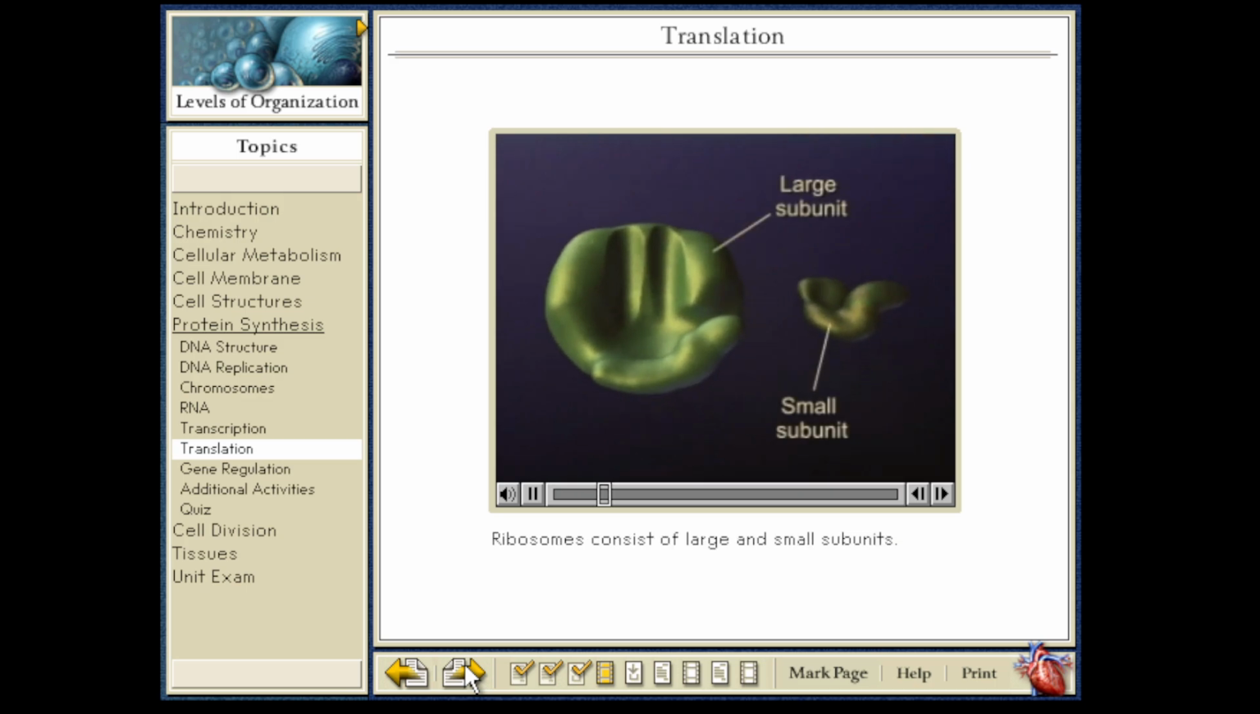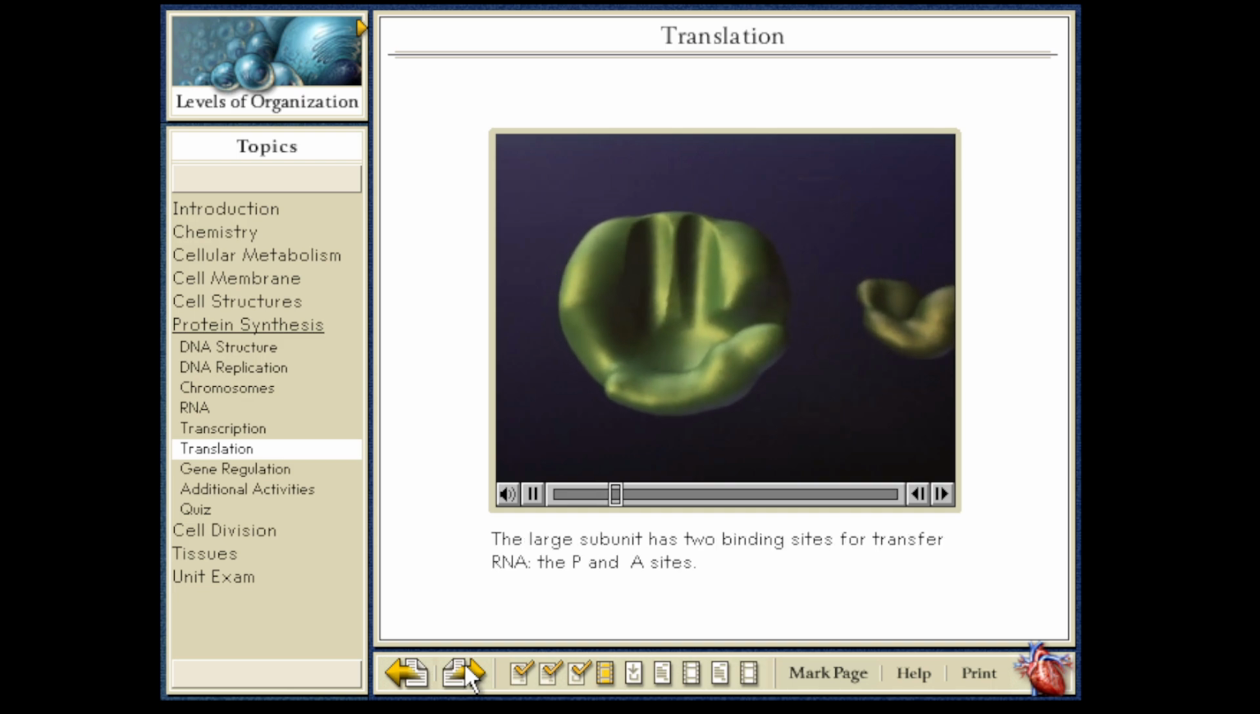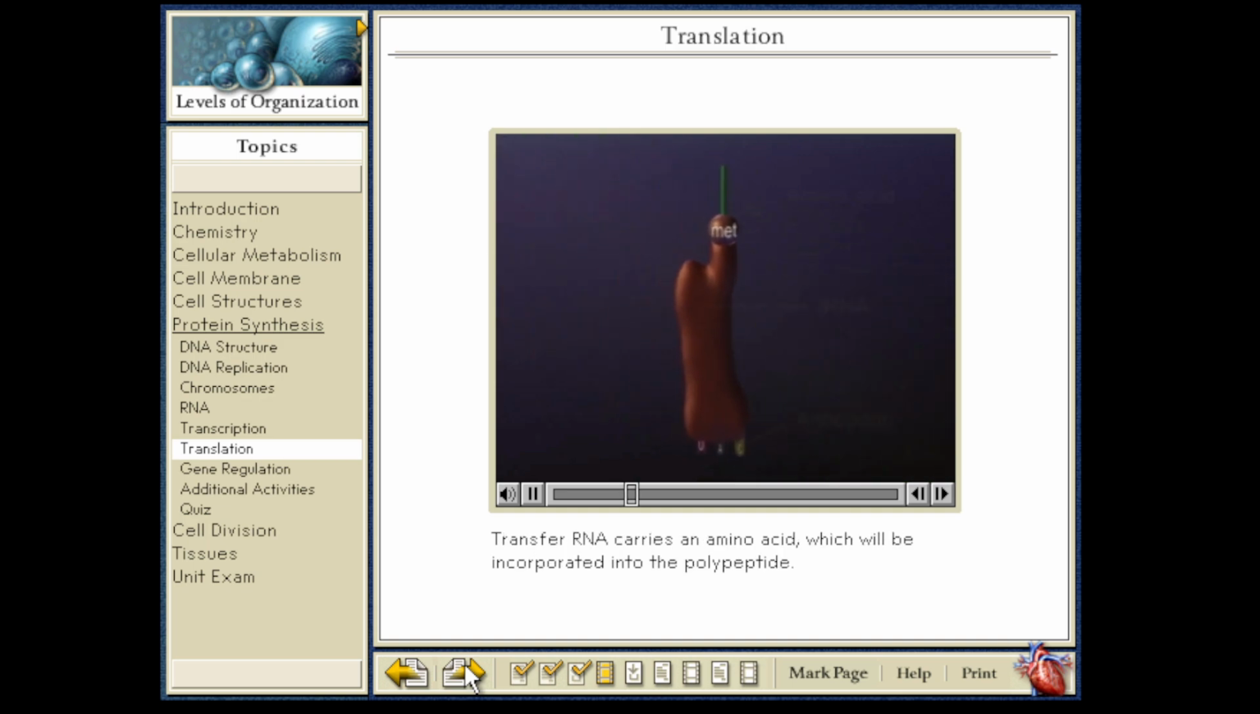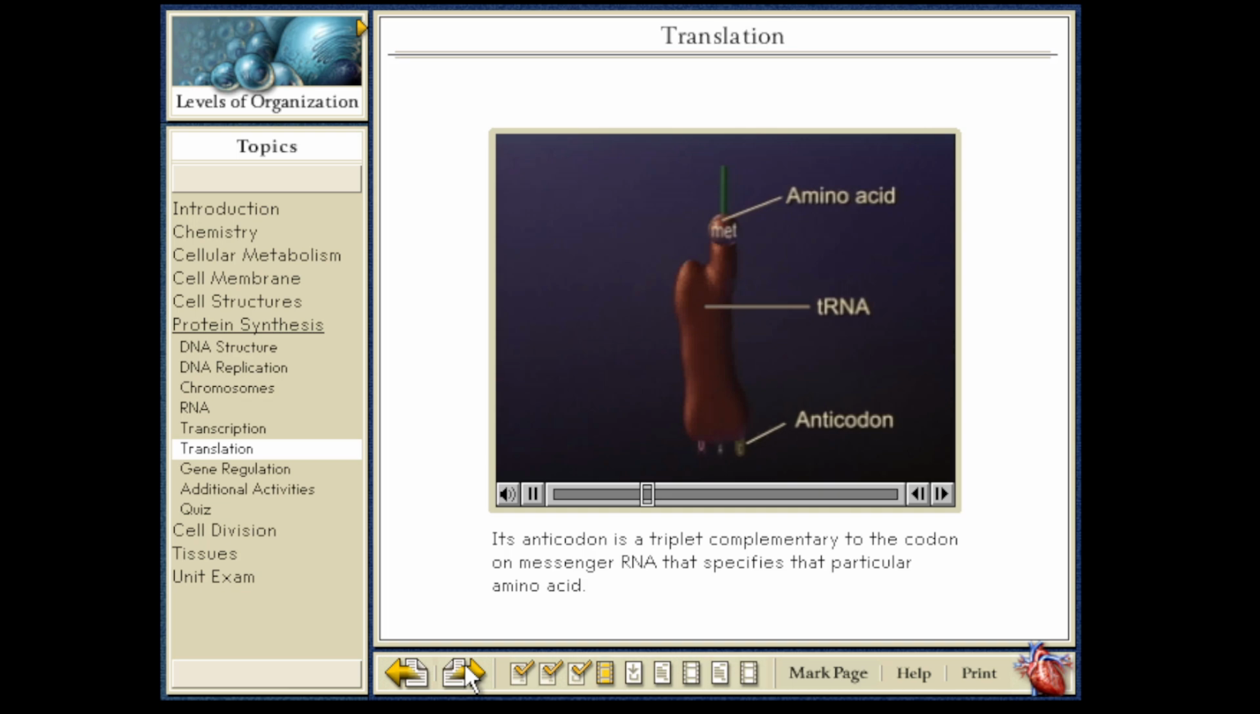Ribosomes consist of large and small subunits. The large subunit has two binding sites for transfer RNA, the P and A sites. Transfer RNA carries an amino acid, which will be incorporated into the polypeptide. Its anticodon is a triplet complementary to the codon on messenger RNA that specifies that particular amino acid.